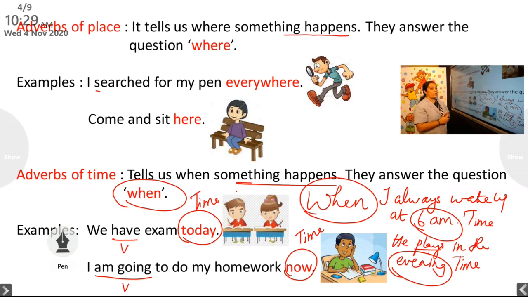So to find out adverb of time, always ask the question when. When do you have exam? Today. When are you going to do your homework? Now. When do you wake up? 6 a.m. When does he play? Evening. So when you ask the question when, you get an answer. So all those answers are adverb of time. Now this is clear.